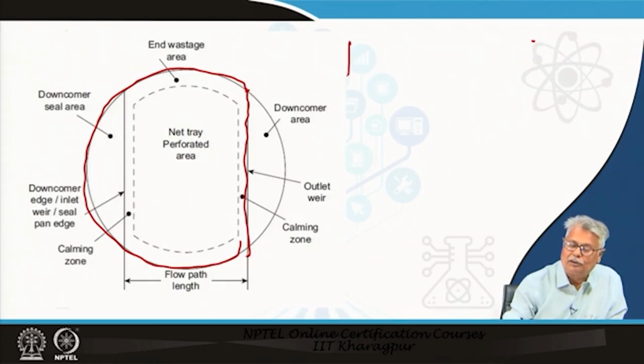We always draw the tray as something which looks like this in a schematic. This is my outlet weir, this is the downcomer of this particular tray, this is the downcomer of the upper tray, and we always say the liquid flows like this over the weir here.